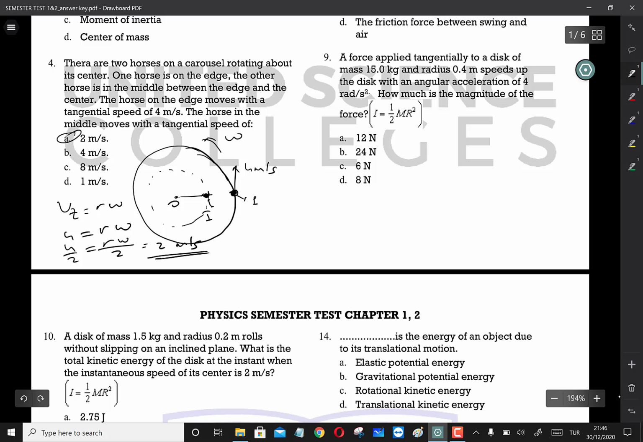So the answer is 2, and you can easily say that as the radius increases, the tangential speed increases. If the radius doubles, the tangential speed doubles for a horse on a carousel.